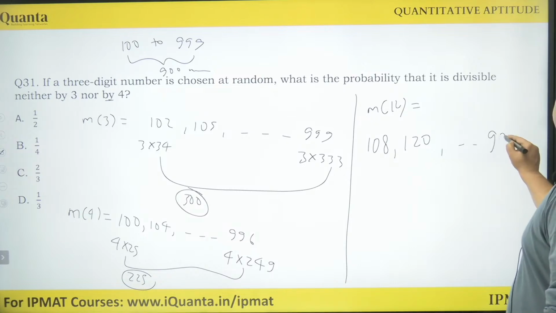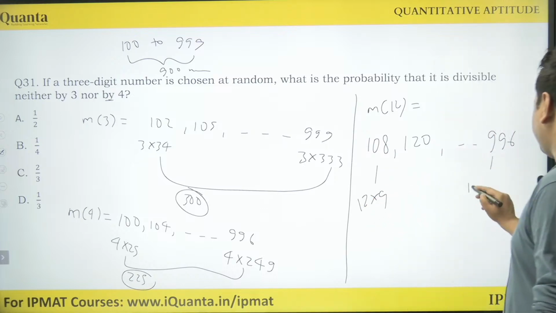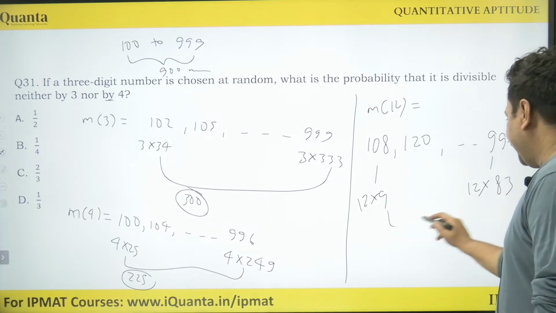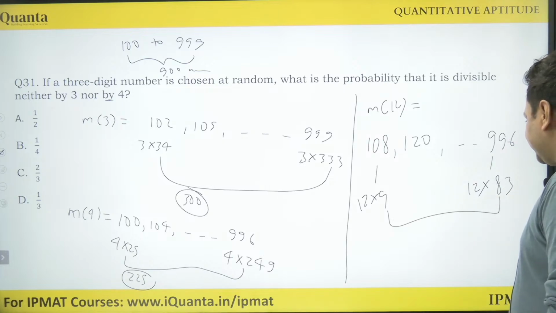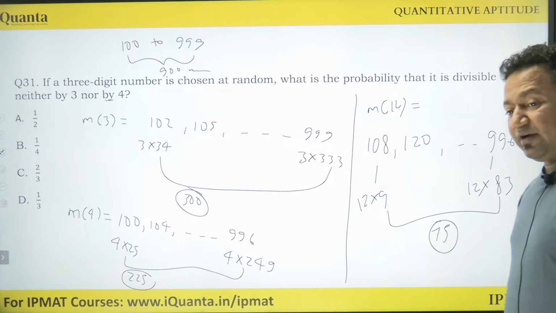Till 996. This is 12 times 9 and this is 12 times 12. 8s are 96, 12 3s are 36. Multiples of 3 to 36, how many do we have? Overall 75 multiples. 75 multiples were common.